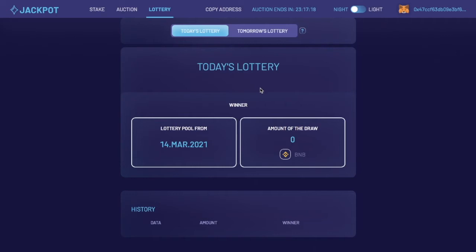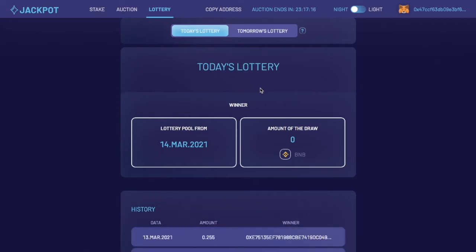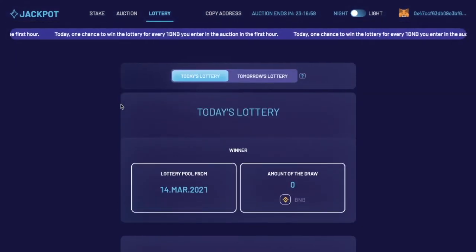Of course, I'm just winning these test J tokens, so it's of no real advantage, but this way you can see how this works, okay? This is really exciting. A super simple interface, and the fact that you can use either Ethereum or Binance Coin is fantastic. It really opens up the opportunities.